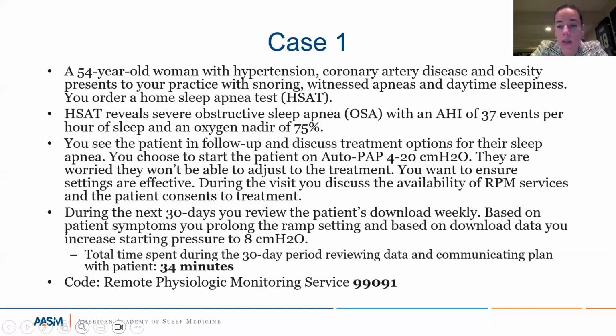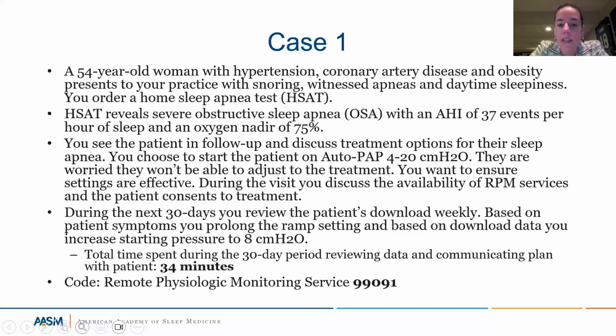The patient is on board with starting PAP, but a little worried that they might have a hard time adjusting to the treatment. You also want to ensure that the settings are going to be effective and that they're going to be compliant because of the severity of the disease and all the symptoms they're experiencing. So during that visit, you discuss with them the option of remote physiologic monitoring service. You tell them you can monitor the data that's automatically uploaded from their device, but that this is a service that's billable to insurance, and so there could be co-payments or deductibles as applicable to their plan. The patient is on board, consents to the treatment. You document on the chart that you've obtained consent.